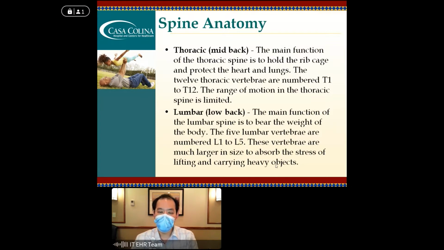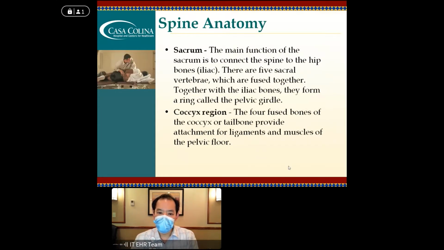The lumbar spine, as we saw from earlier slides, tends to be a little bit heavier. The bones are heavier to help bear the weight of the body, basically the upper body. The sacral region and the coccyx we often combine together as part of the pelvis, and they help to connect the main part of the spine with your hips and your lower body.